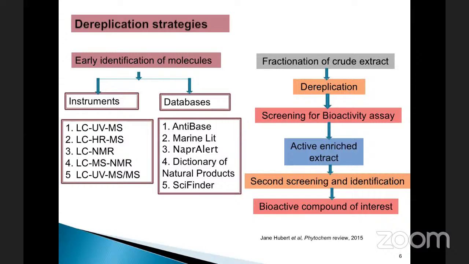Then there is an app alert. There is the Dictionary of Natural Products. The Dictionary of Natural Products contains almost 290,000 compounds from natural origin. And there is SciFinder also, which is basically CAS. You have all the chemicals known till date, and you can find them in SciFinder. Now, in the Dictionary of Natural Products, the advantage is that there is a hard copy also, but it is not only a book. You can search it like you are searching in Google.